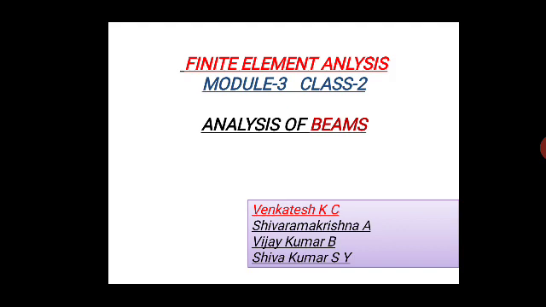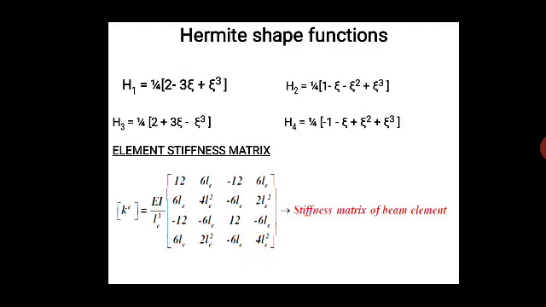Module 3, class 2, that is analysis of beams. In previous classes, we have discussed Hermite shape functions and we also derived the Hermite shape functions, that is h1, h2, h3 and h4. For these four Hermite shape functions, we have also derived the element stiffness matrix, Ke, a 4 by 4 matrix, which is the element stiffness matrix for a beam element.